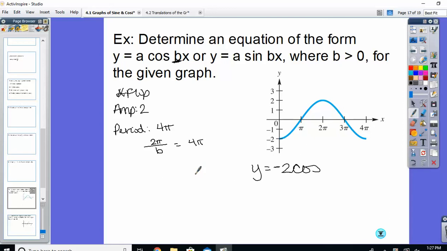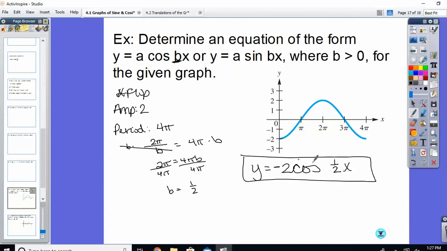So if I want to solve this thing for b, multiply over the b, divide by 4 pi, and b is 1/2. So it's -2 cosine of 1/2 x. That's the equation for our graph.